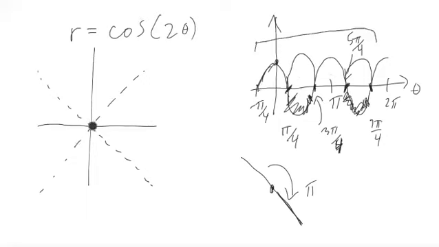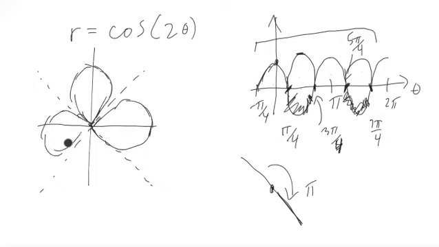So we'll have a leaf, meaning we start at an r value of 0 and we build up to, in this case, an r value of 1, and then we'll trace it back. Then we have a similar thing here, and we build to an r value of 1, then we come back in, r value of 1, then we come back in, and we come back in. So we get a four-leaf clover, if you will, with this graph.